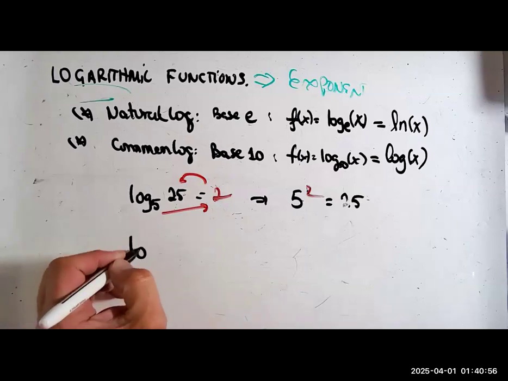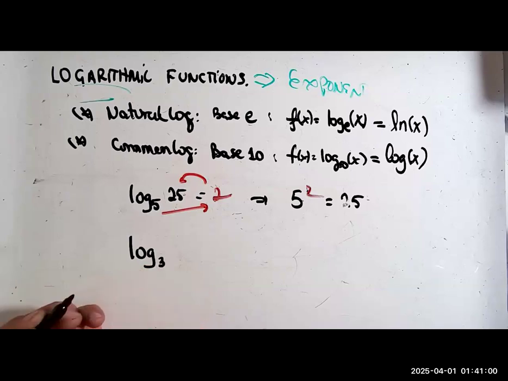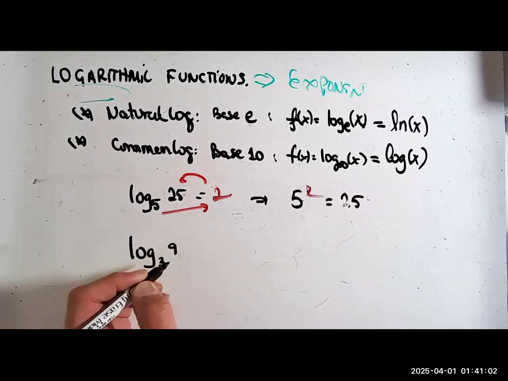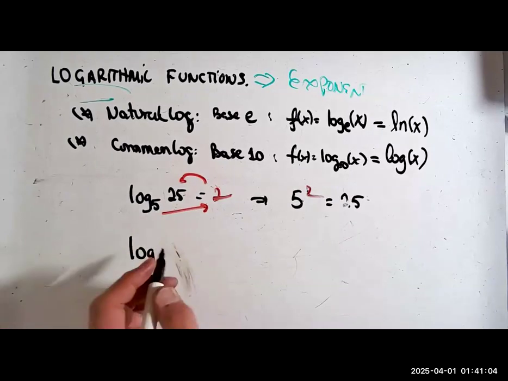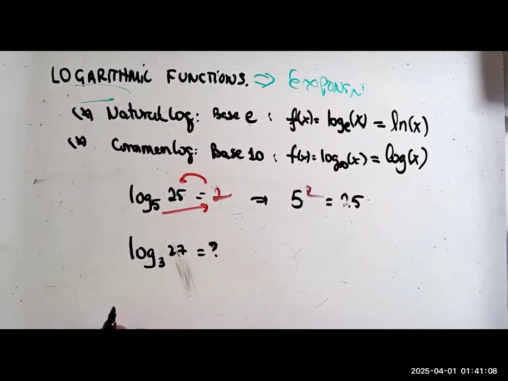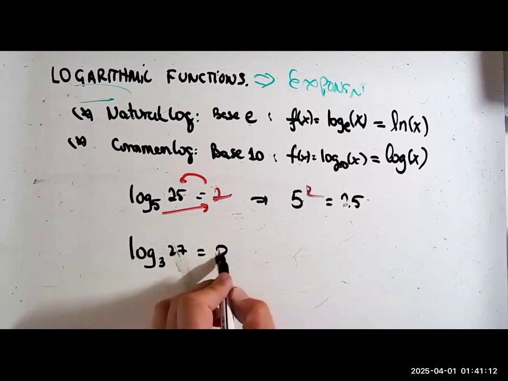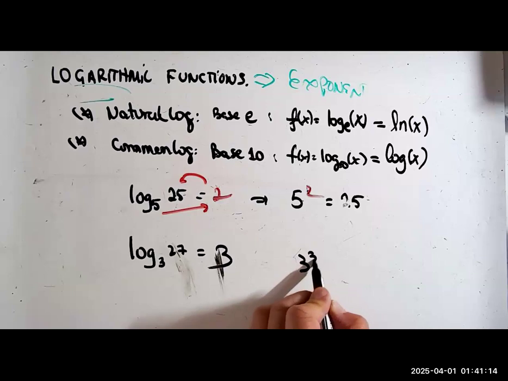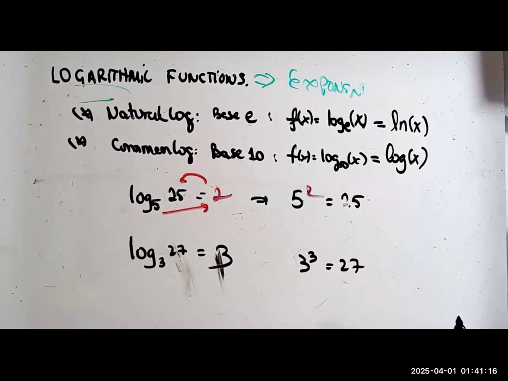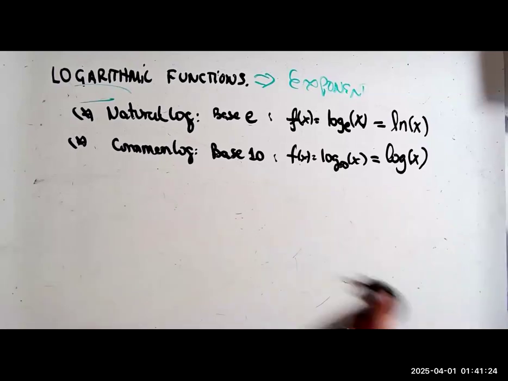If I have log base 3 of, let me just do 27. 3 raised to what number gives me 27? Well, we know that the answer will be 3. Why? Because 3 to the 3 equals 27. The base 3 raised to what number equals 27? Okay.